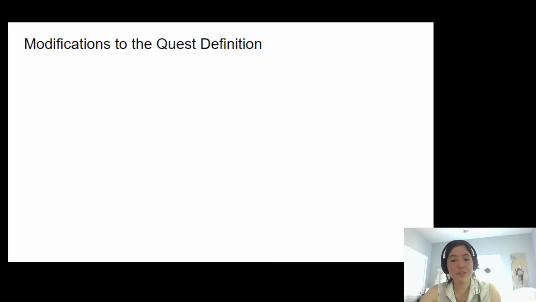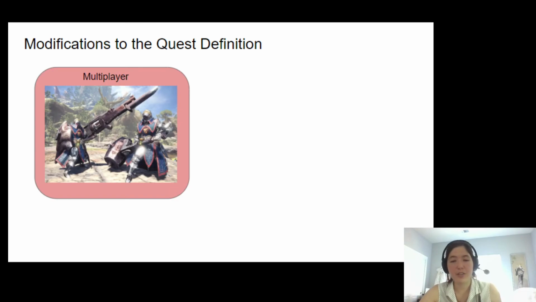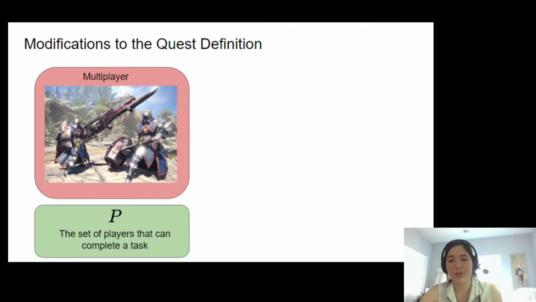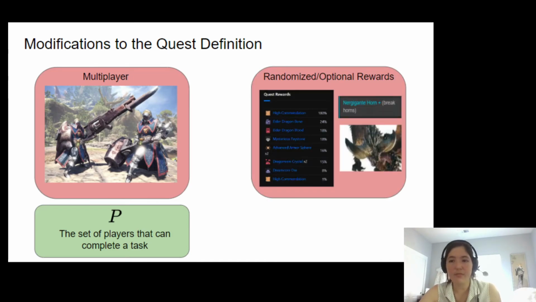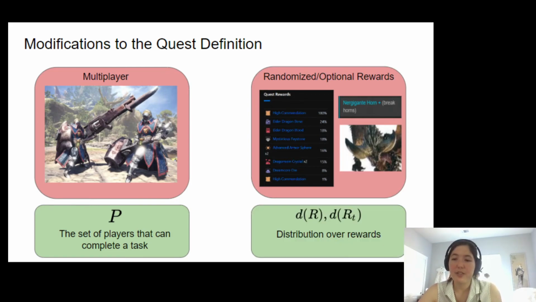Given this, we want to introduce a couple of modifications to the quest definition to make it more general and more applicable in more scenarios. The first thing I want to address is the multiplayer. To fix this, we introduce a set of players P that can complete a task to the task definition. The second one I want to address is the randomized/optional rewards. To fix this, we want to provide a distribution over the rewards, so this can allow for the probability distribution or even be a piecewise function to account for the optional rewards.